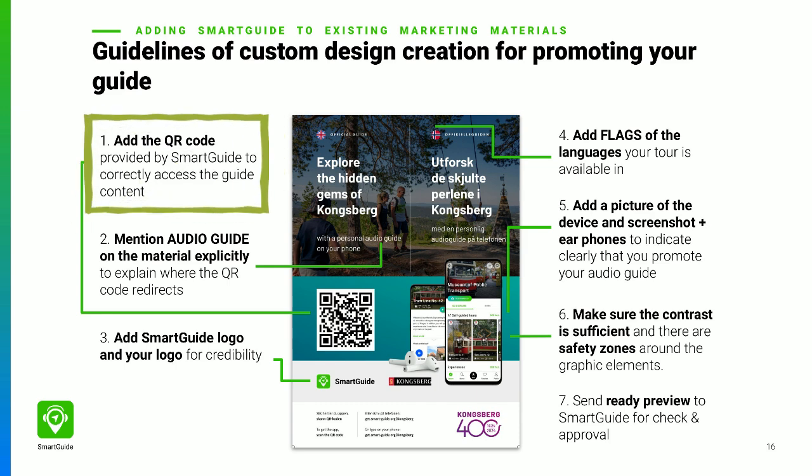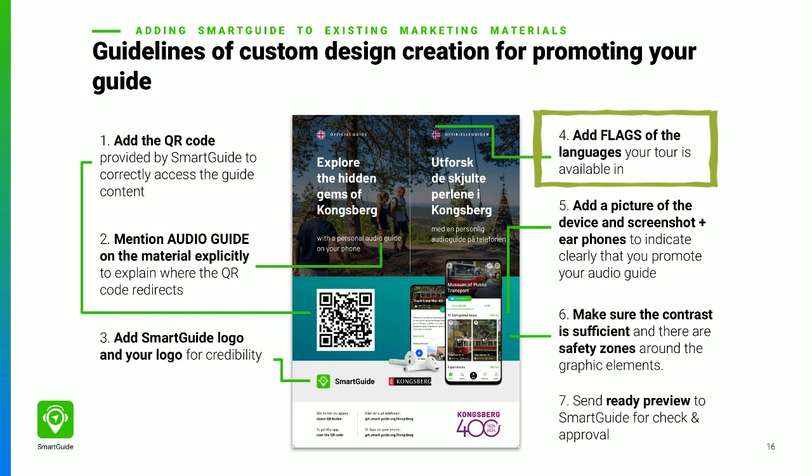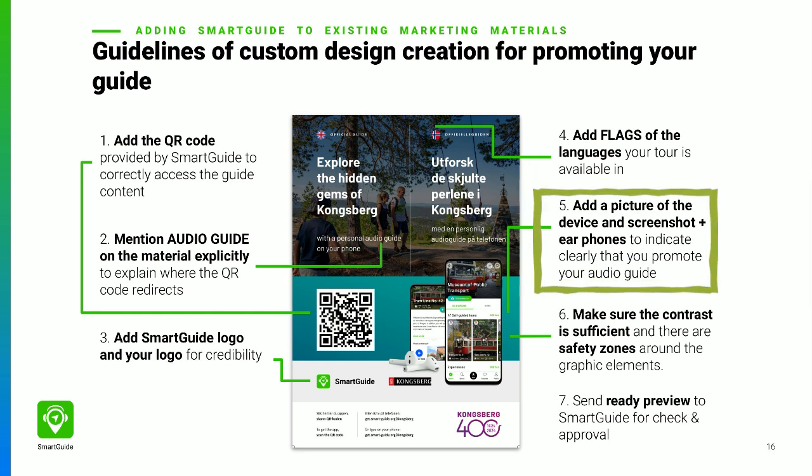1. Add the QR code provided by Smart Guide to correctly access the guide content. 2. Mention the expression audio guide on the material explicitly to explain where the QR code redirects. 3. Add the Smart Guide logo next to your logo for credibility. 4. Add flags of the languages your tours are available in. 5. Add a picture of the device with a screenshot and earphones to indicate clearly that you promote an audio guide.